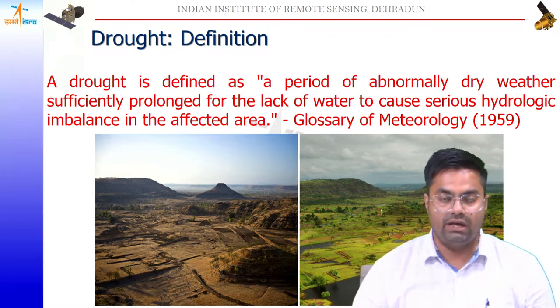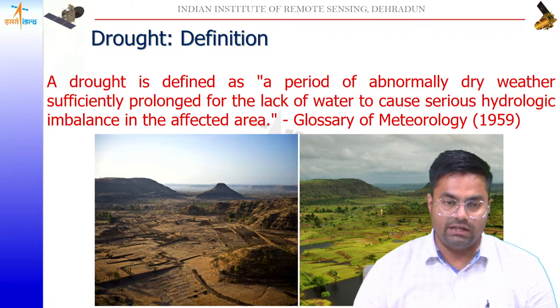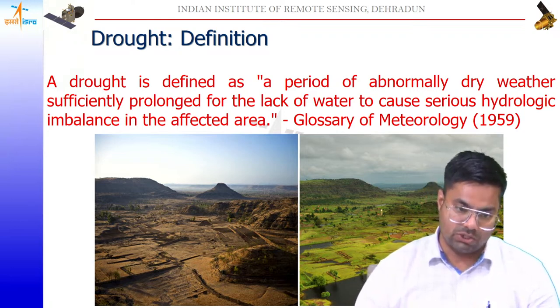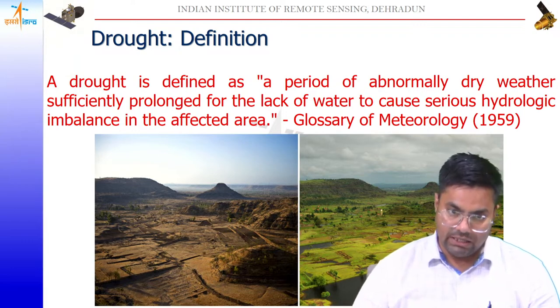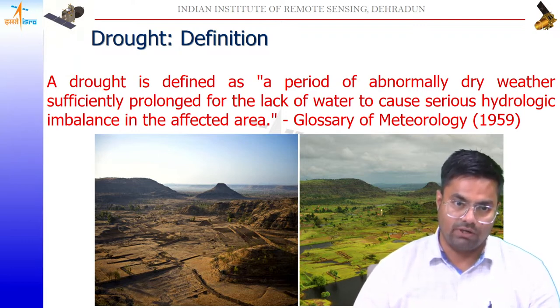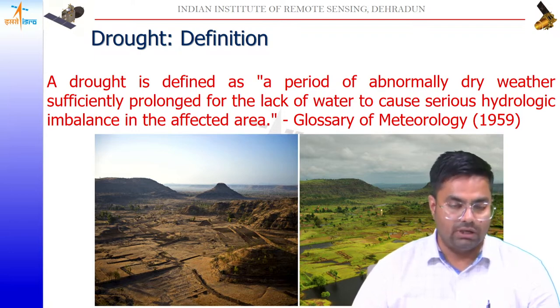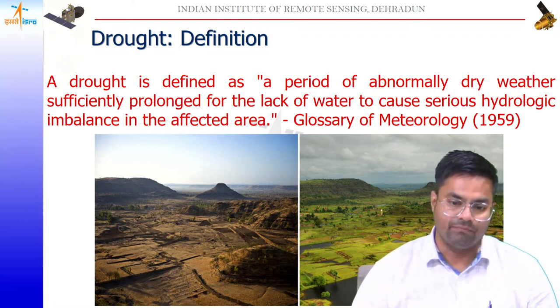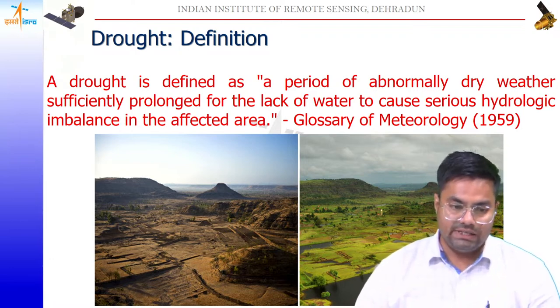Sufficiently prolonged means we have to define a significant period as a dry spell for the particular region or location, so that we can say yes, this is a condition of drought, maybe meteorological, maybe hydrological, or maybe agricultural drought. Based on a significant period, we can define that there is a drought condition. Then, lack of water to cause serious hydrological imbalance.